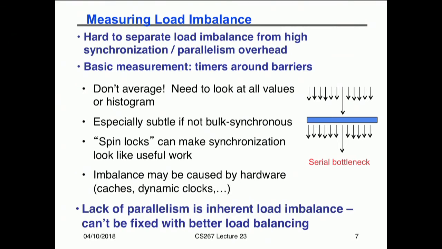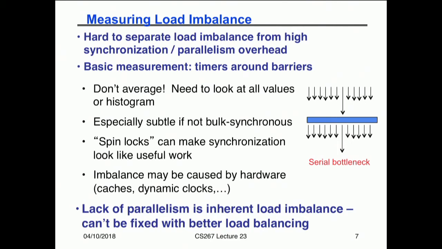So, spin locks. This is where you write a piece of code yourself that says something like test to see if the lock is available, and if not, just sit there in some kind of loop, or maybe even go off and do a little bit of other stuff if you've got something else that you can do. That can make it really hard to tell whether you're doing useful work or not, so you need to be careful about that in measuring these kinds of things.